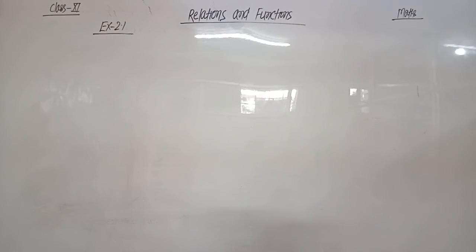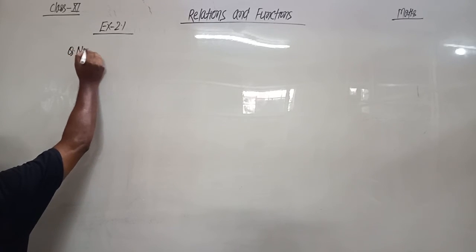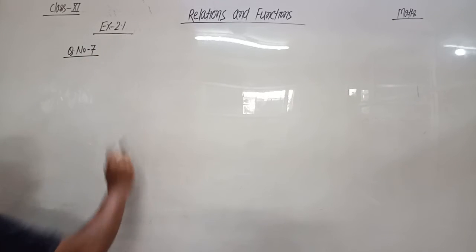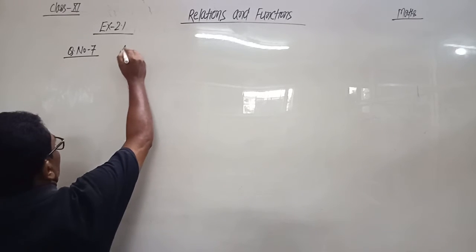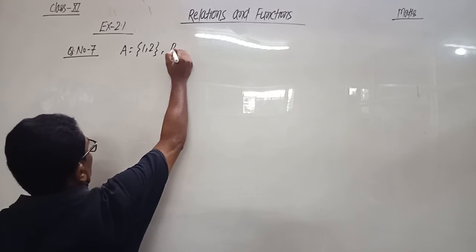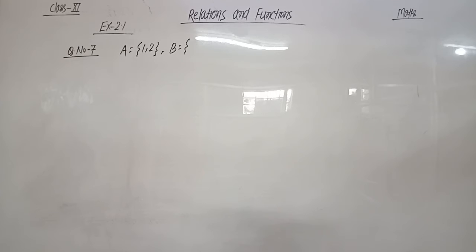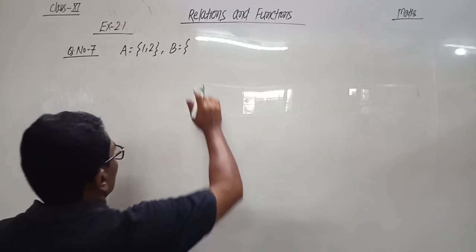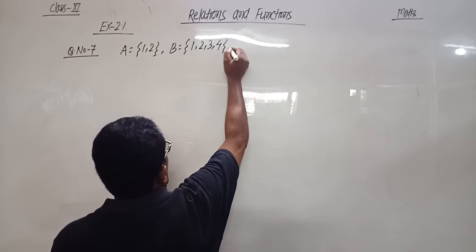Now next, question number 7. We have given set A equals 1, 2. Set B equals 1, 2, 3 and 4.